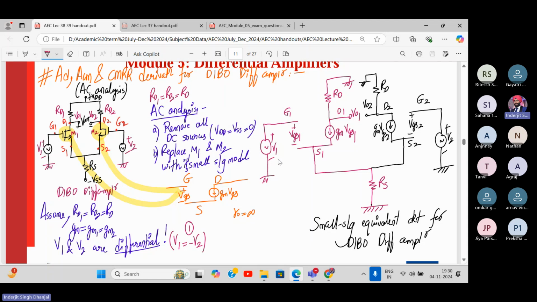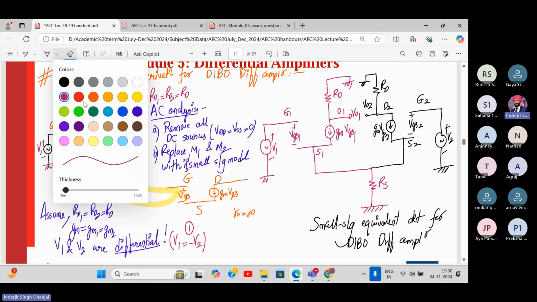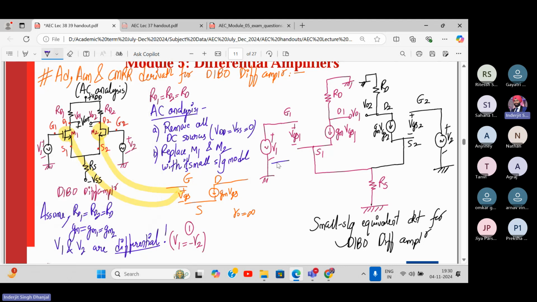So that means, let me show it to you. Differential means this. We have considered the input like this, and here it will be like this. Out of phase, same magnitude but out of phase. So basically V1 will be equal to minus V2. This is AC signal. Right. Now, can we start?